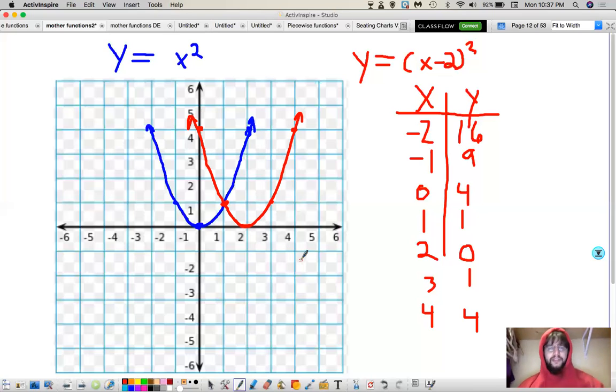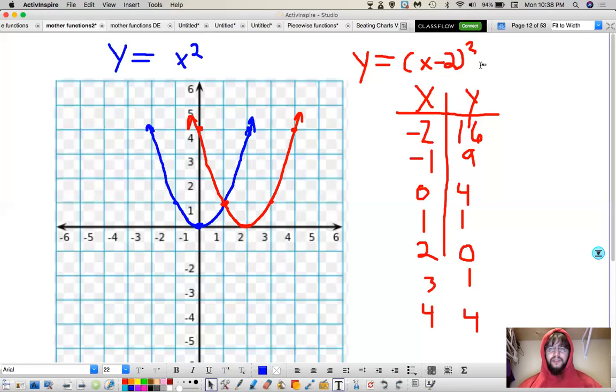So examine this. How did I get from the blue to the red? What did it do? Well, everything just went right 2 units. Look at that. I took this point right here and moved it right 1, 2 spots. I took this point right here, the blue one, and moved it 1, 2 spots to the right. Everything shifted 2 places to the right. So let's write that down.